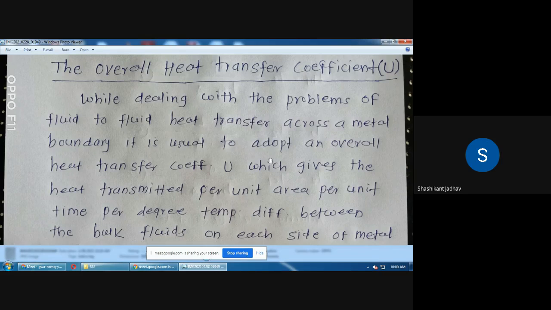Okay, so what is the meaning of this overall heat transfer coefficient? It is nothing but the heat transmitted per unit area per unit time per degree temperature difference. So from this you have to calculate the heat transfer rate per unit area per unit time per degree temperature, and that is nothing but the overall heat transfer coefficient. We use this when there is a hot fluid on one side, a cold fluid on the other side, and in between these two fluids there is a metal or solid component. So for that we have to calculate the overall heat transfer coefficient.